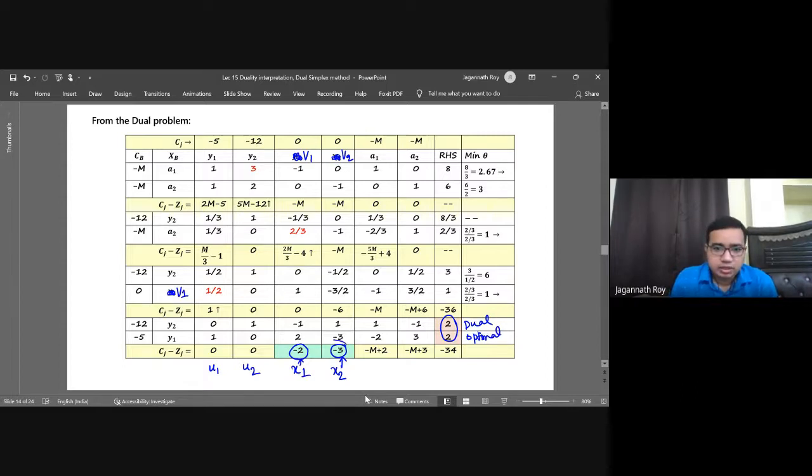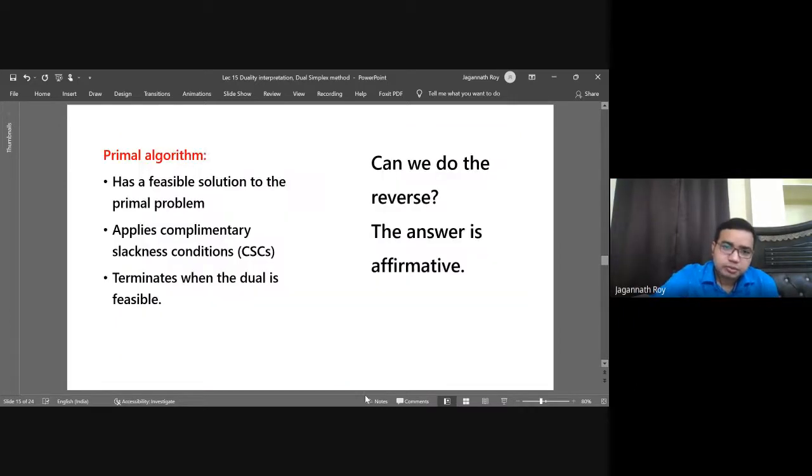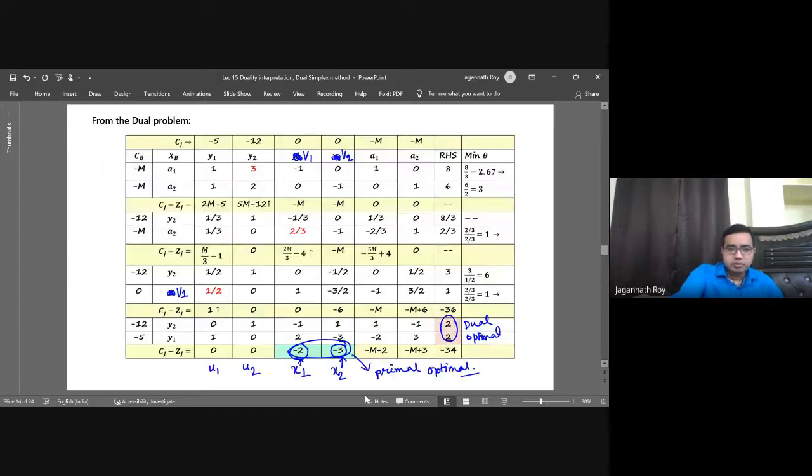And these are primal optimal. Okay, so if you want to again summarize the properties of primal algorithms, remember these are actually primal algorithms. We are making the given LPP into dual, but still we are applying the solutions. We are actually solving the primal problem, not the dual problem.